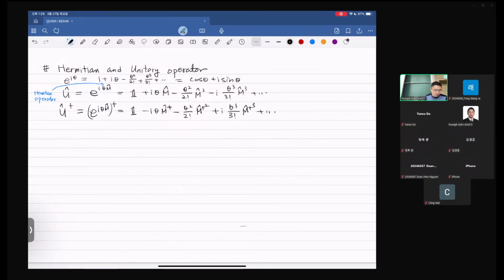And so on, okay? Of course, we assume that M is Hermitian, so it's time to apply that fact. The dagger can be all gone. And then you realize you can actually write this as e to the minus i theta M. By definition, it is e to the minus i theta M.